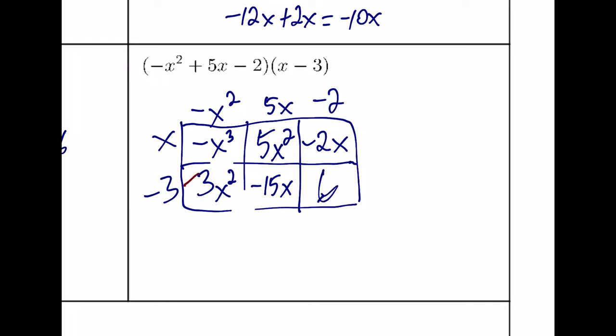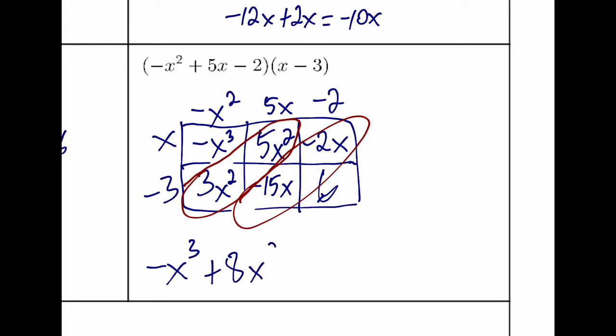When I combine like terms, I have 2 x squared terms, and I have 2 x terms. So I'm going to combine those before I get my final answer. The negative x cubed stays the same, but for x squared I have 5 plus 3, which is 8x squared. And for my x terms, I have negative 15 plus a negative 2, which gives me negative 17x. And for my constant, it's still 6.